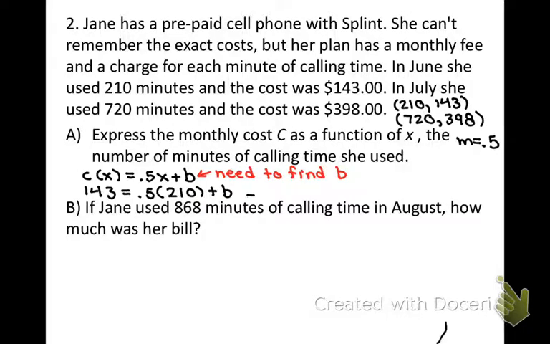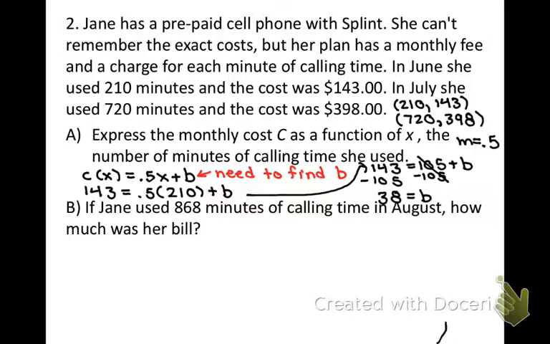Let me squiggle on over here to finish up. So we're going to have 143 equals 105 plus b. We need to subtract that 105 to isolate that b, get that b by itself, and we find out that b has a value of 38.